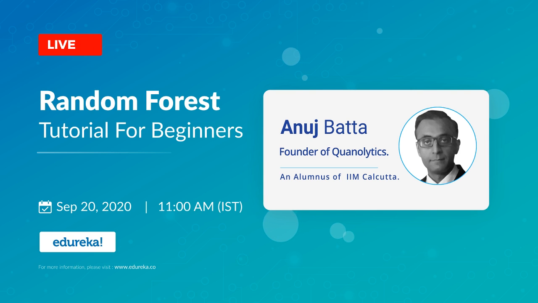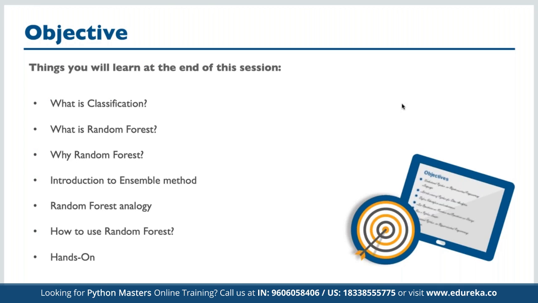Today we are going to cover random forest. So we'll talk about classification. What is it? How is it different from regression, etc.? Different models which we can use. What is the concept of random forest? Why we use it? What are the advantages? What are the things which you need to take care of when you are implementing this?